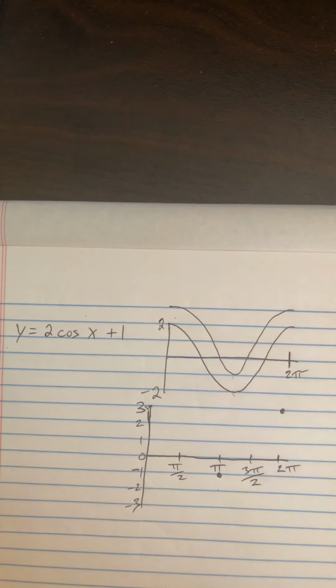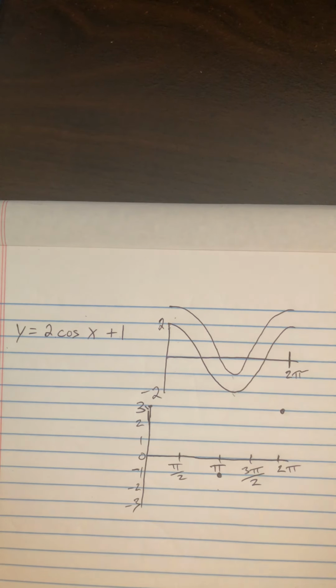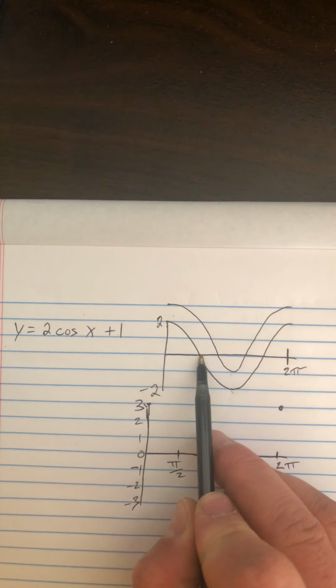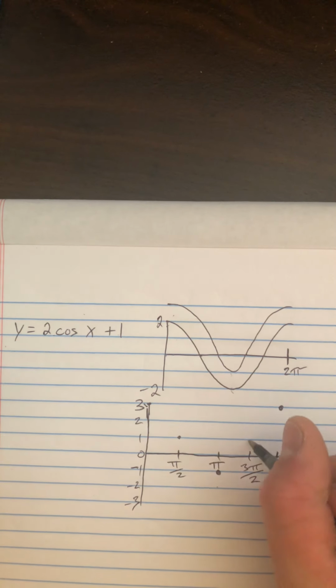Imagine yourself going around the unit circle, but now you're multiplying it by 2 and adding 1 to the whole thing, right? Halfway was pi, half of that, pi over 2. Well, you were at 0, so now you're up 1. Same thing here.